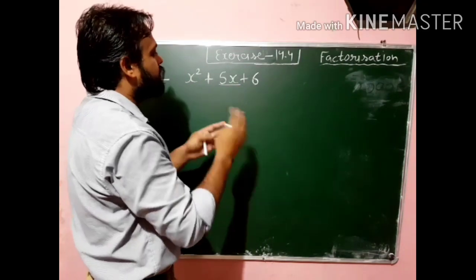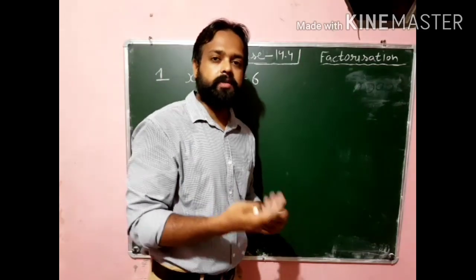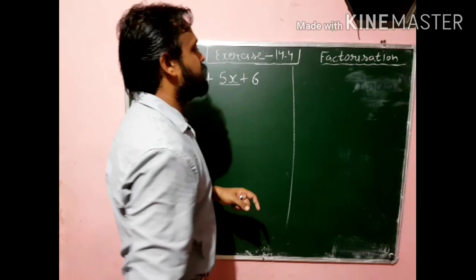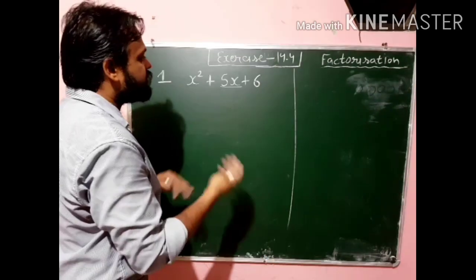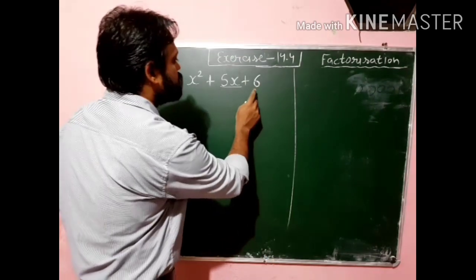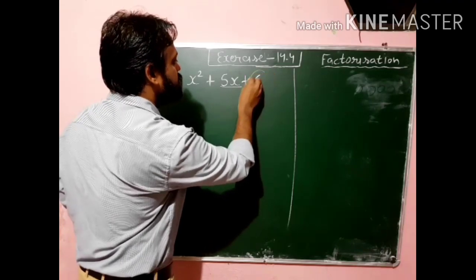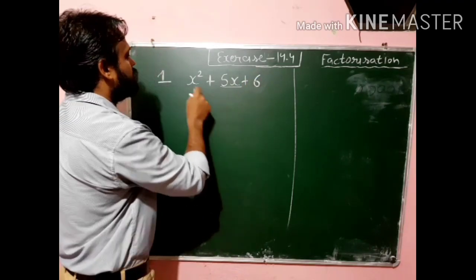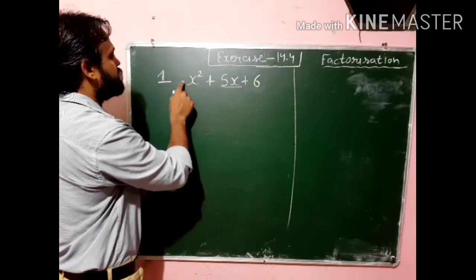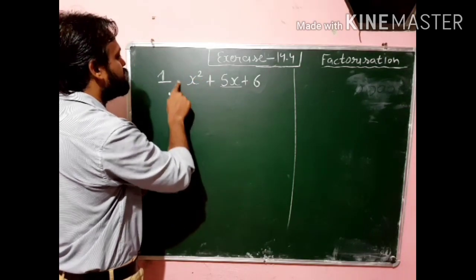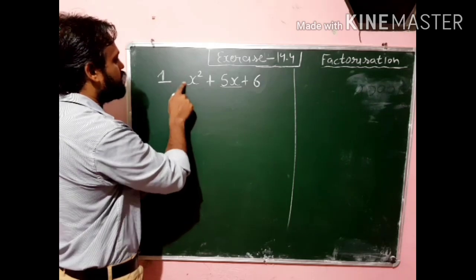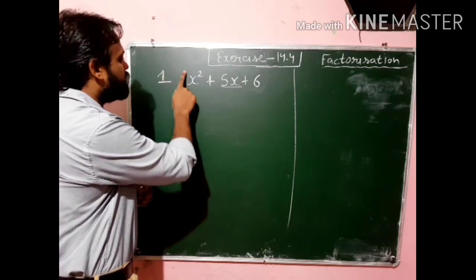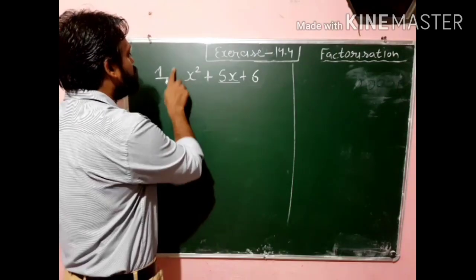First of all, before explaining the condition for how we can split this 5x, you can also do one step in your rough work. Which step is this? You can see this constant term. Here you can see 6 is a constant term, and also the coefficient of x square. Coefficient means its numerical value. Here you can see no value is written, which means it is already understood. The value is 1.